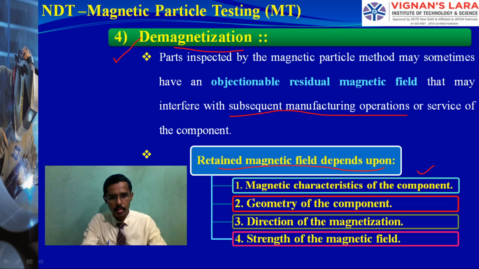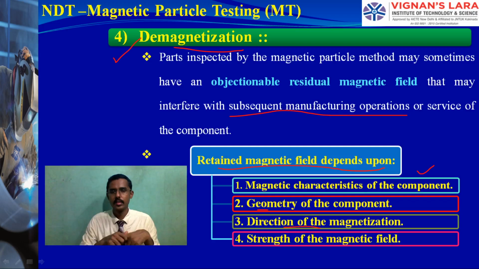Then the geometry of the component, then the direction of the magnetizing, whether it is clockwise or anti-clockwise. According to the direction in which we are magnetizing, we should do the demagnetization process in the opposite direction. If you are doing it in the same direction, the magnetization will not go. If you are doing left to right magnetization, we should do demagnetization from right to left. That is the procedure we have to follow. The third point given is the direction of magnetization.